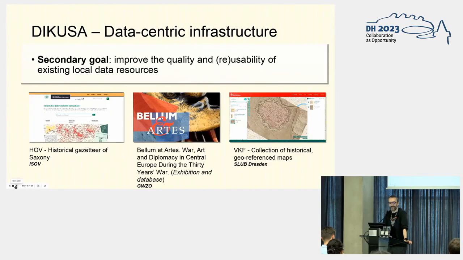But we also have a secondary goal. Our institutions have quite a number of really interesting data hidden away in their cellars, and we're trying to sneakily make them more accessible with this project. Examples for this data are the historical gazetteer of Saxony, which is a really interesting resource for local places and their history, but right now it's only accessible as a website.